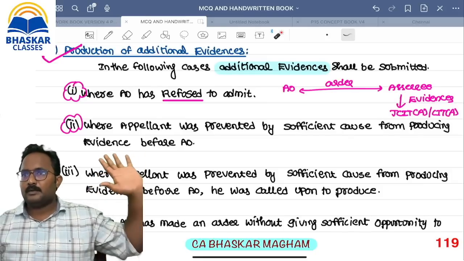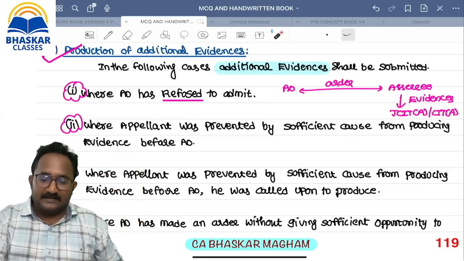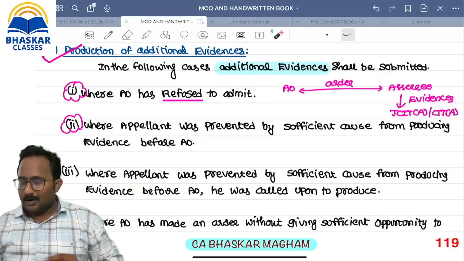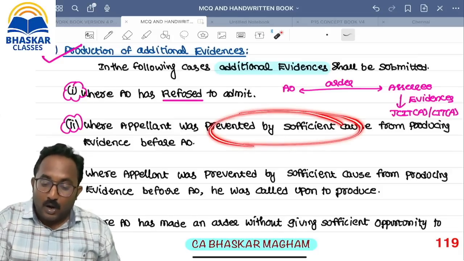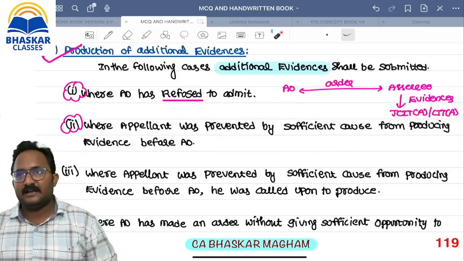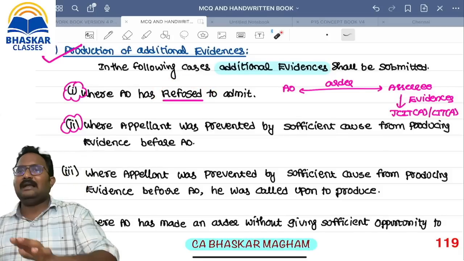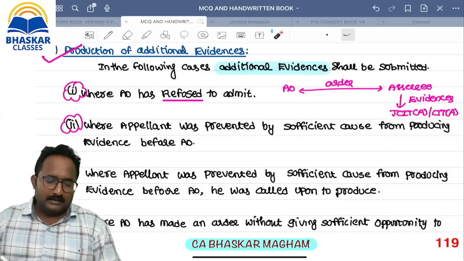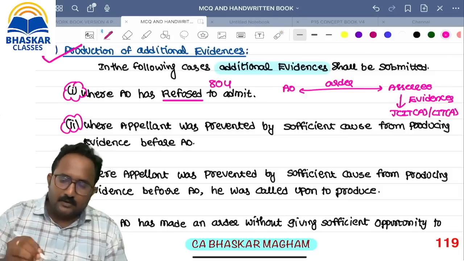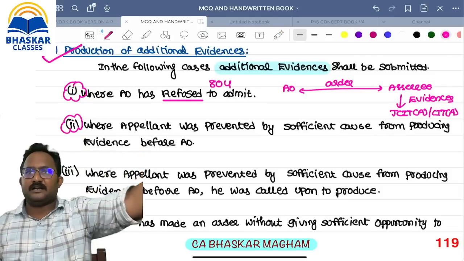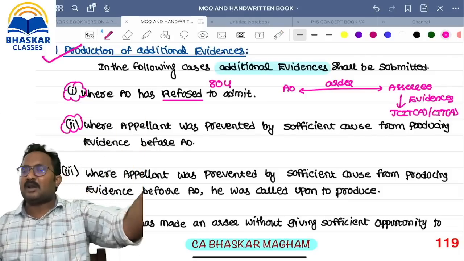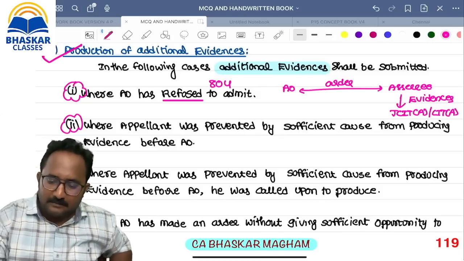I need to download it. It will take certain time. Within that time, they passed the order without considering my evidence. I did not submit because of my sufficient reason. Now I can submit before JCIT appeal. Previously, they refused that. I had given the LIC certificate. Another example we can take: 80G donation, that means I am giving a donation to one charitable trust. I provided the certificate, but they did not consider that. They ignored it. Now you can submit before JCIT.